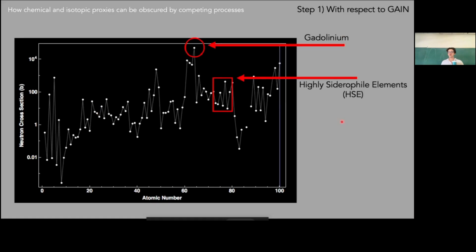We point out gadolinium here. I spoke earlier about how gadolinium is the proxy used for the cosmic exposure age and this neutron cross-section reaction. But in addition to this, the highly siderophile elements are also high up here as well. What this means is that although these elements are commonly used to look at impact irradiation, we have an additional complication in their use in terms of relating it to regolith specifically.